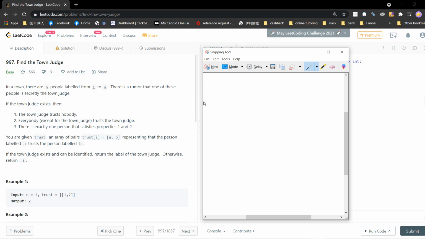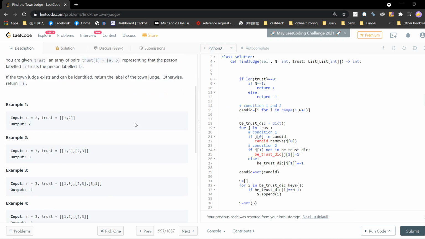So you are given an array trust, where a pair A, B means that A trusts B. A cannot trust itself. If the town judge can be identified, return the label of the town judge. Otherwise, return -1. For example, for n equals 2, you have the pair 1, 2. Basically, 1 trusts 2. So 2 is a person who does not trust anyone, and everybody trusts him or her. So 2 is the judge, and the answer is 2.